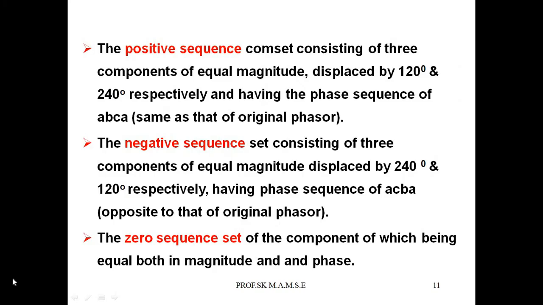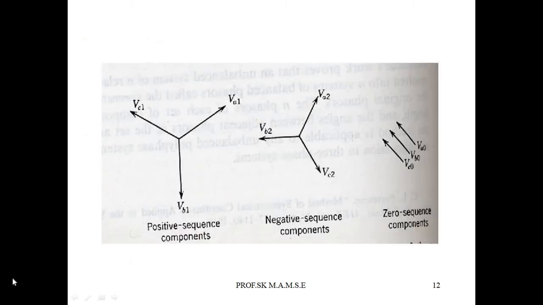The positive sequence component set consists of three components of equal magnitude displaced by 120 degrees and 240 degrees respectively, having the phase sequence ABCA, same as that of the original phasors. The negative sequence set consists of three components of equal magnitude displaced by 240 degrees and 120 degrees respectively, having phase sequence ACBA, opposite to that of the original phasors. The zero sequence set consists of components that are equal both in magnitude and phase.